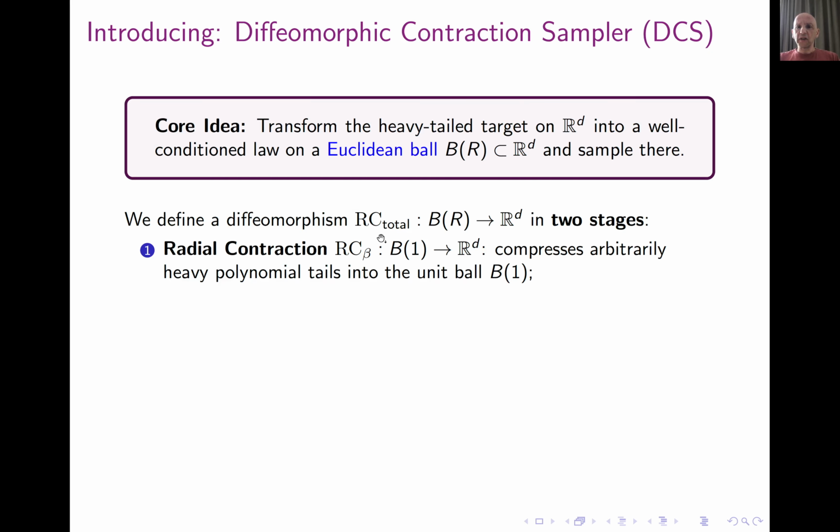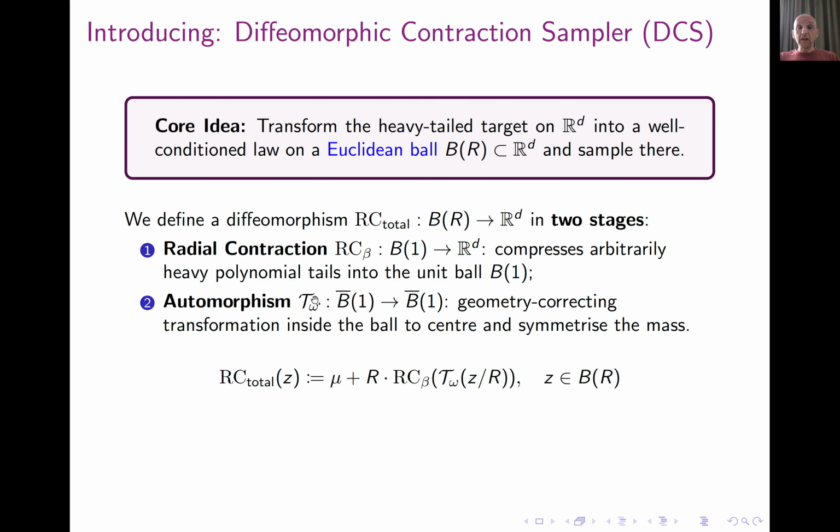Okay, so we'll do that in two stages. This RC total is the composition of the two stages. The first stage is the radial contraction, which will compress the heavy tails onto the unit ball. And then we're going to use an automorphism of the ball to correct the landscape that we obtain, maybe to flatten it out. That's the idea that you should be thinking about. And then RC total also has some centering. This R is a parameter, how big a ball you can take, and it has this decomposition, okay?